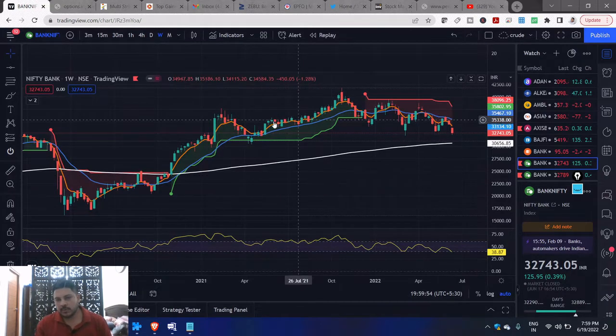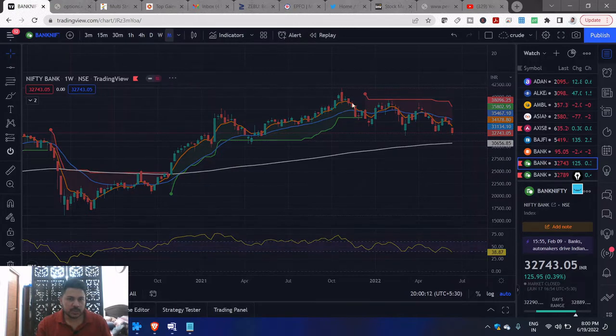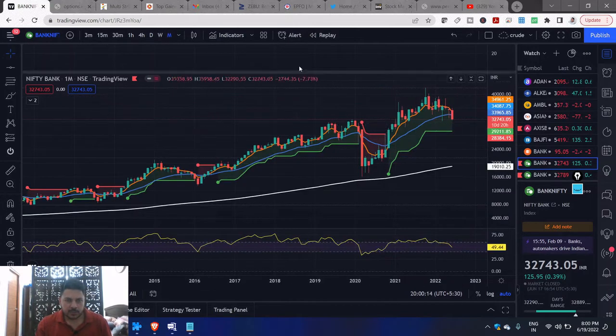In today's video, we'll start with our Bank Nifty analysis on monthly time frames, and then we will move on to Nifty, and then we will also do some analysis to find out some stocks for investing purpose also. So without further ado, let's get started. So as you can see, I'm on a Bank Nifty chart on TradingView.